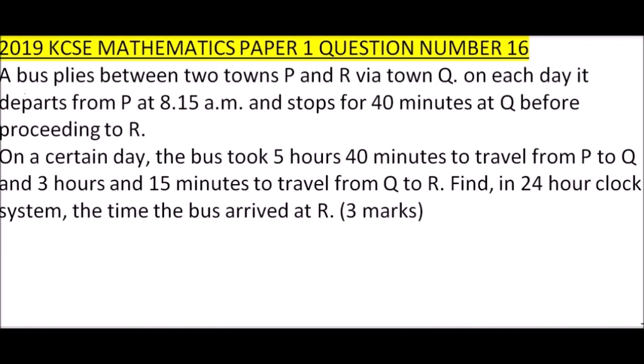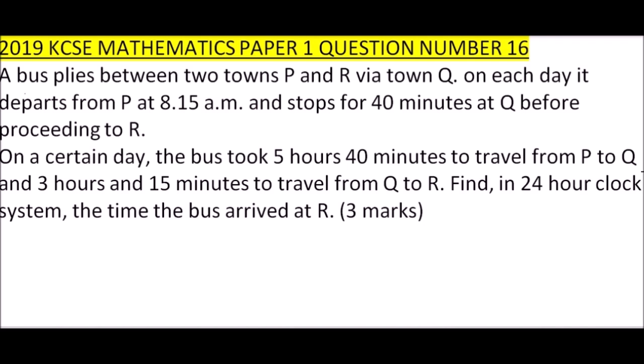So number 16, 2019, paper 1. We are told a bus plies between 2 towns P and R via town Q. On each day, it departs from P at 8:15 a.m. and stops for 40 minutes at Q before proceeding to R. On a certain day, the bus took 5 hours 40 minutes to travel from P to Q, and 3 hours 15 minutes to travel from Q to R. Find, in the 24-hour clock system, the time the bus arrived at R.